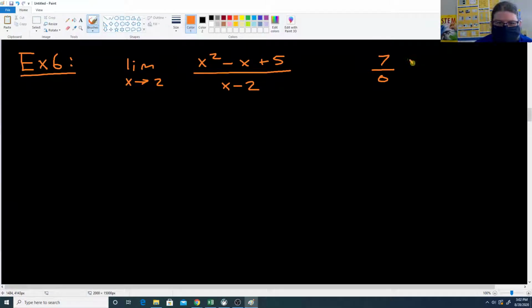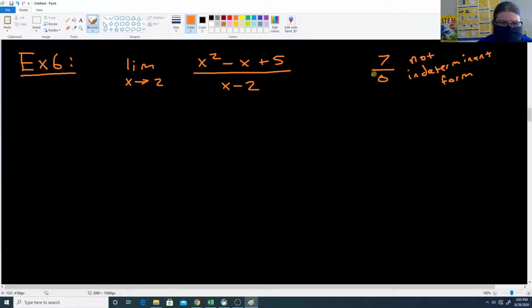So this is not one of the indeterminate forms we have. Factoring isn't going to work. There's nothing to really cancel. If this was 0 over 0, then yeah, we'd try it. Or if it was infinity over infinity, we'd try it. But in this case, there's nothing we can do. We know that there's an asymptote there.